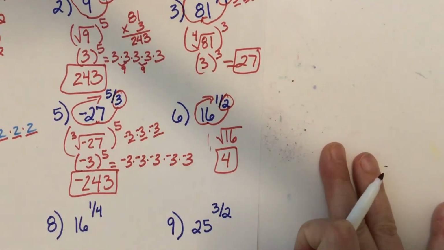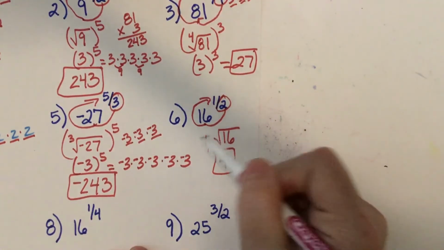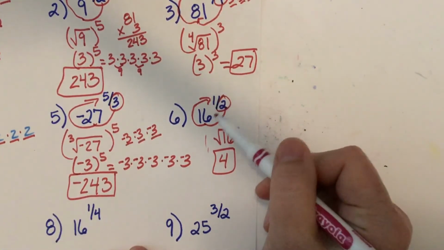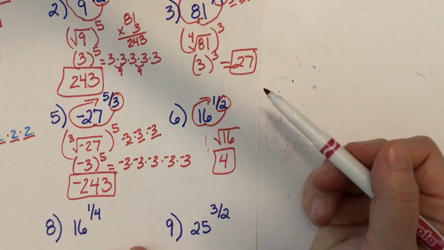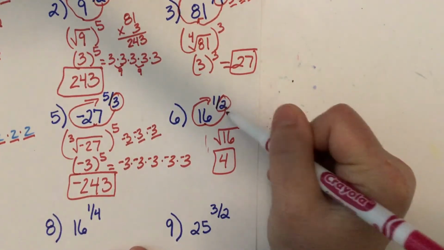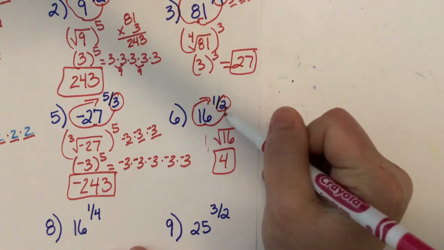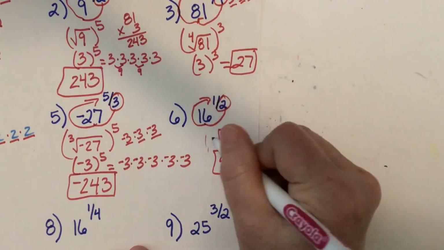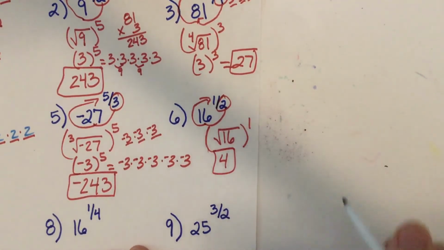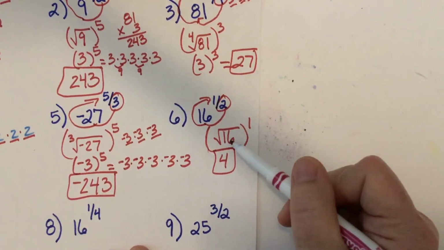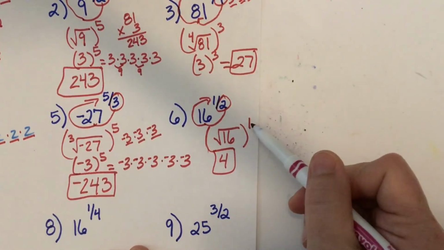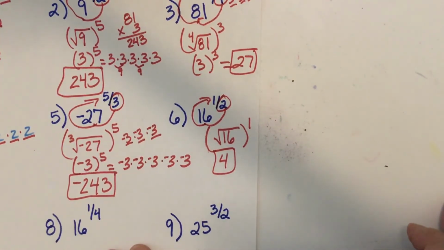And that's our answer. Now, a lot of times people will see this and think it says take half of 16, which is 8. But it's not. The denominator is the root you take. So it's the square root of 16 raised to the 1st. And if you want to write raised to the 1st power, you can. But the square root of 16 is 4, and 4 to the 1st power is still just a 4.